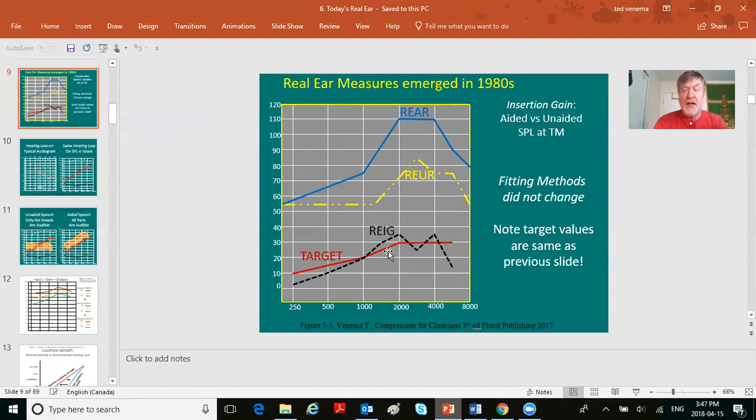I mean, I can say, well, the black line met the red line and they were pretty close. Oh, good. Did they get married? Whatever. But it doesn't tell me anything about audibility of speech.